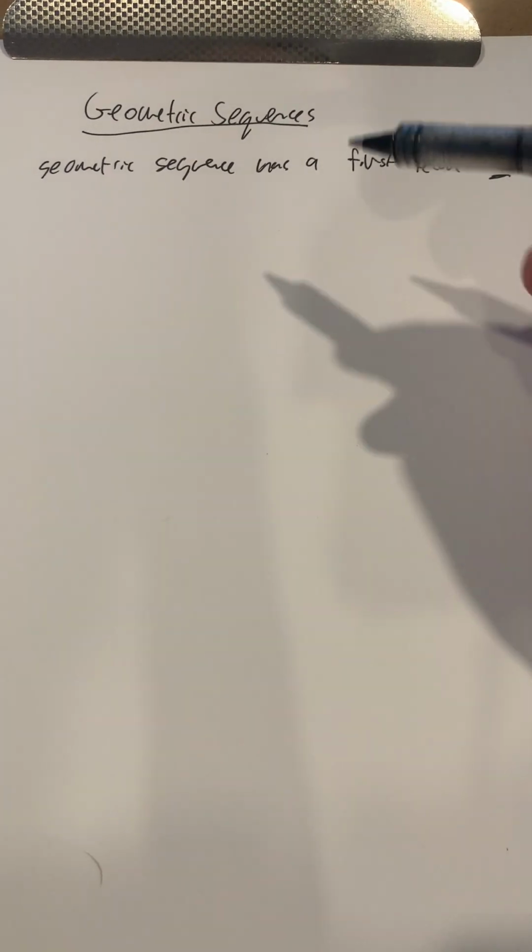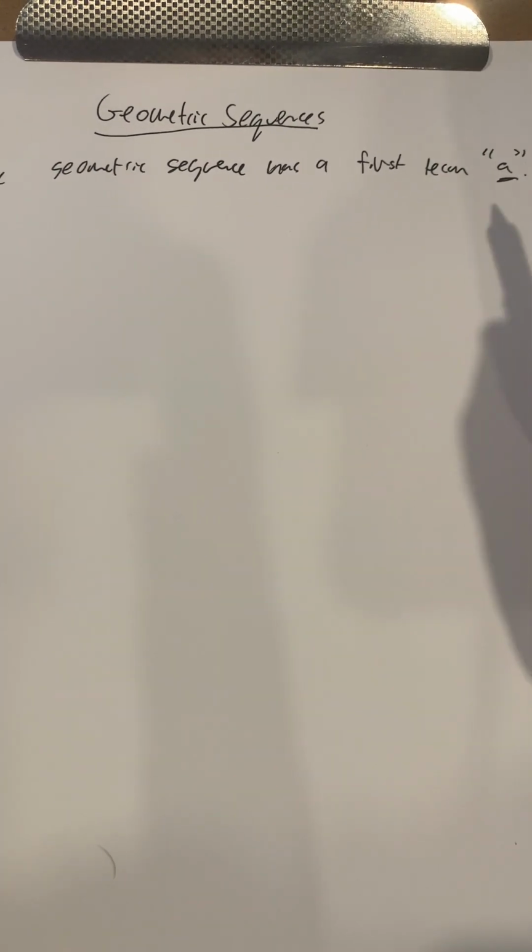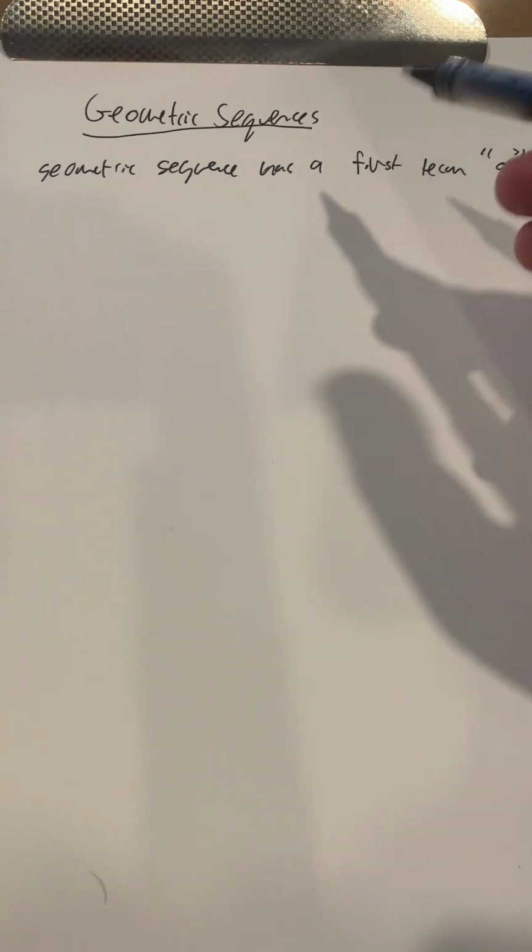as all sequences do, but this one is special. It's a first term and it's notated A, a first term A. So this will be the very first value of our sequence. Every time we see a first term A for our geometric sequence, that'll be the first term that our geometric sequence starts at. The second important value for defining a geometric sequence is R.